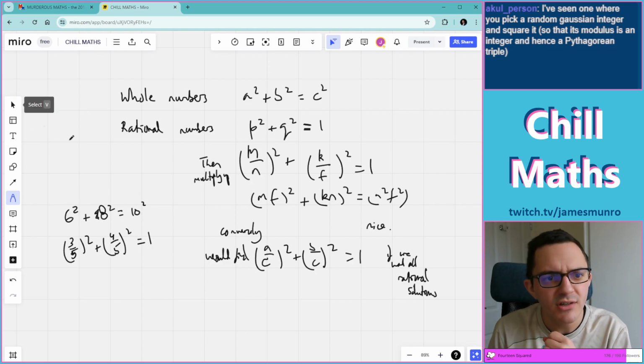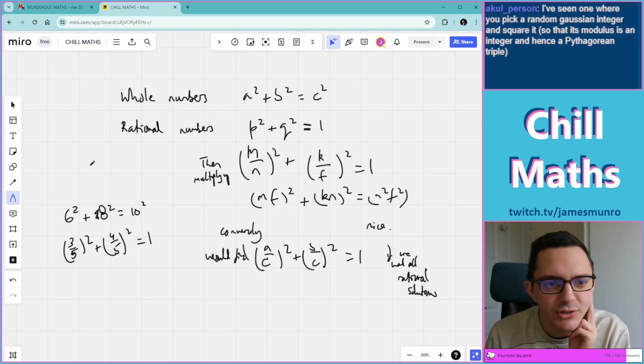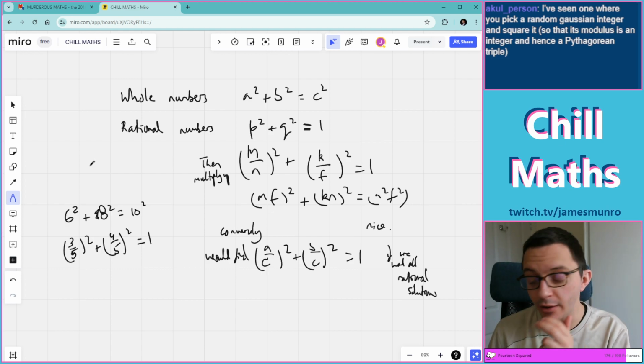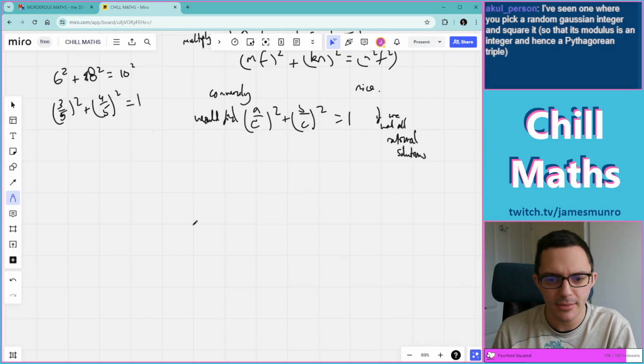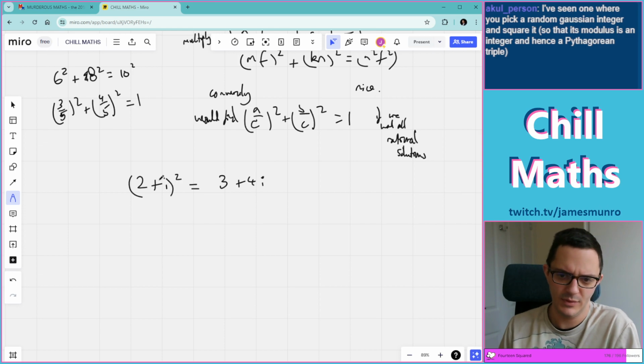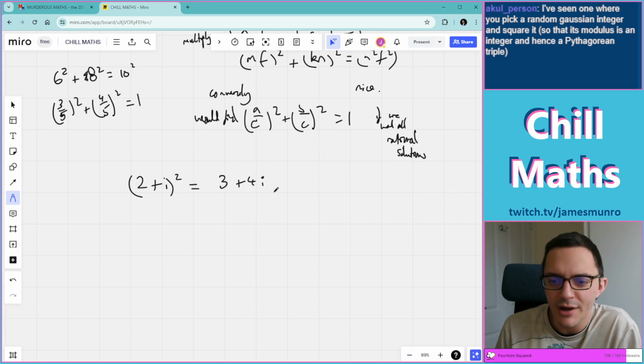Ooh, what is this? Pick a random Gaussian integer and square it so that its modulus is an integer. Hence a Pythagorean triple. Yeah, okay, that's a good strat. I like that. So pick your favourite one of these and square it. So I'll get 3 plus 4i, from doing my squaring, 4 take away 1 is 3. Good. Welcome to the show.